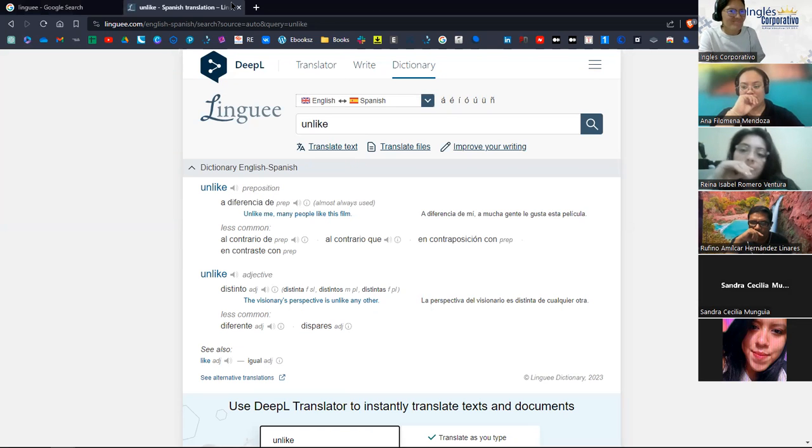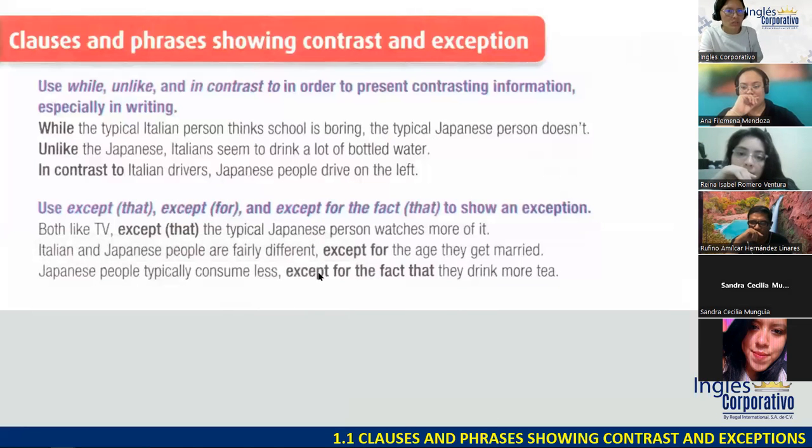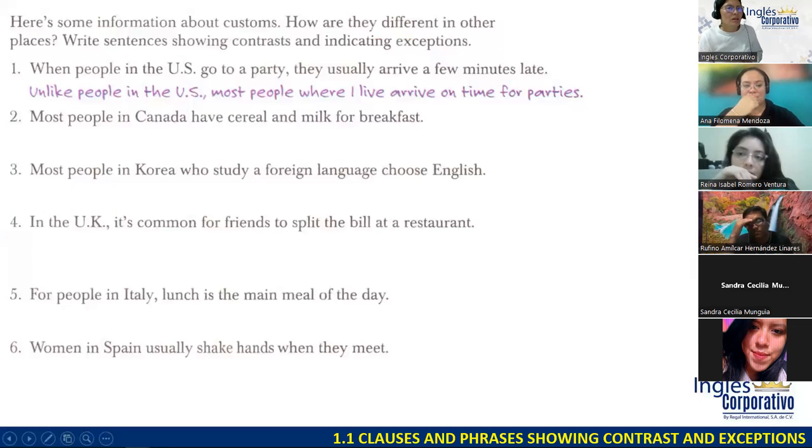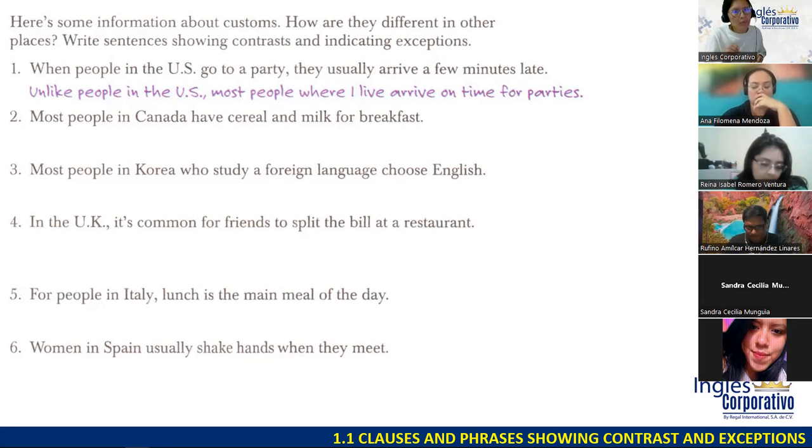Okay, so let's go ahead and take a look at the examples. It says here, here's some information about customs, okay? How are they different in other places? Write sentences showing contrasts and indicating exceptions. Después de esto, nos vamos para la parte de la combinación de ejercicios del midterm exam, okay? Tenemos acá, when people in the U.S. go to a party, they usually arrive a few minutes late, okay? Now, in El Salvador, probably it's different, but let's go ahead and see the sentence that we can get from it. It says, unlike people in the US, most people where I live arrive on time for parties.